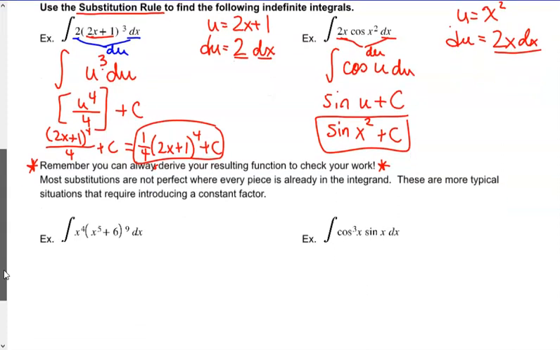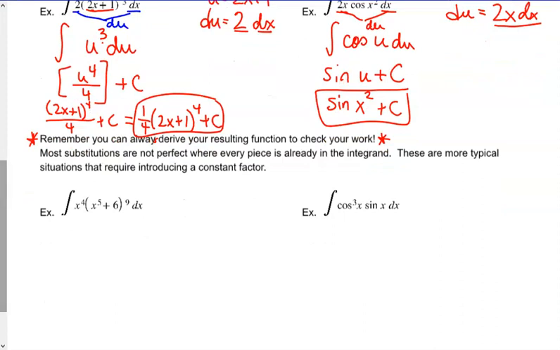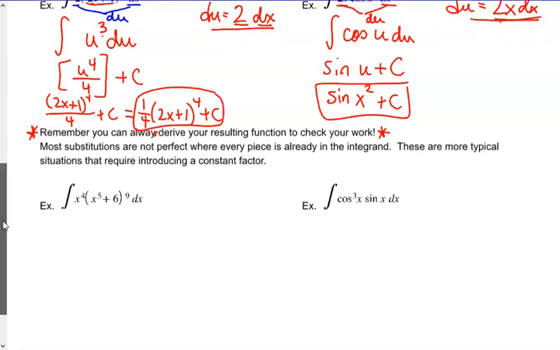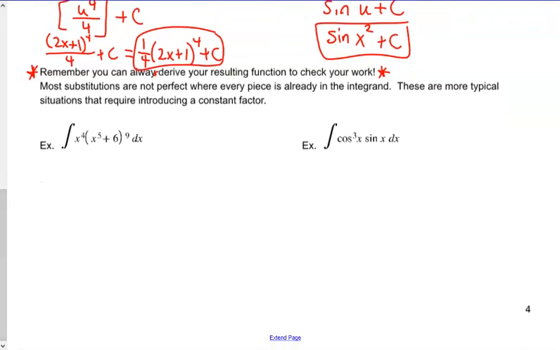Now, these are what we call perfect substitutions, I guess you could say. But not all of the time does your du line up with what's left over. Sometimes you got to modify things just slightly, okay? And that's what we have here with these next two problems.